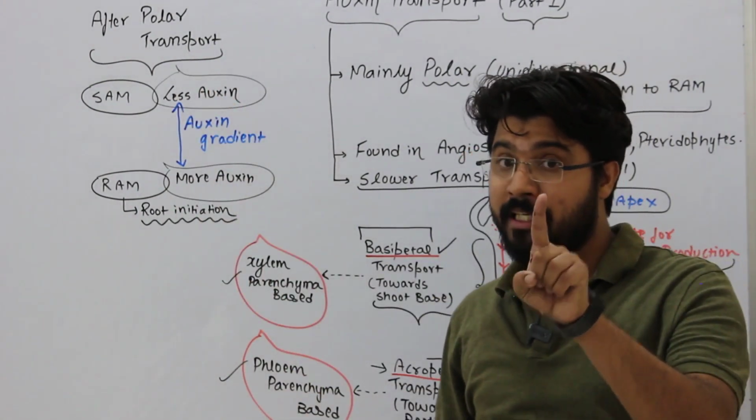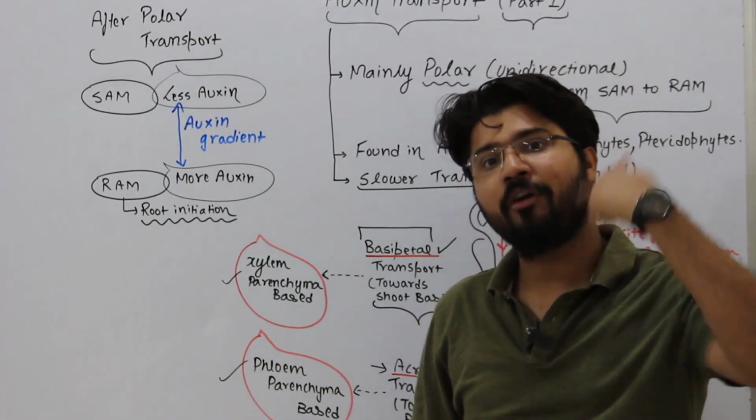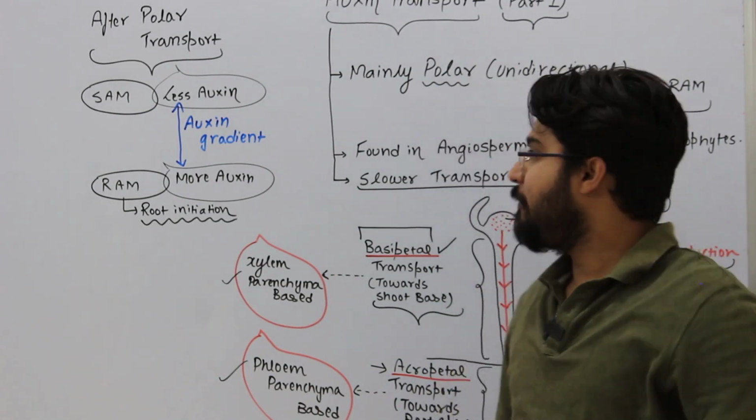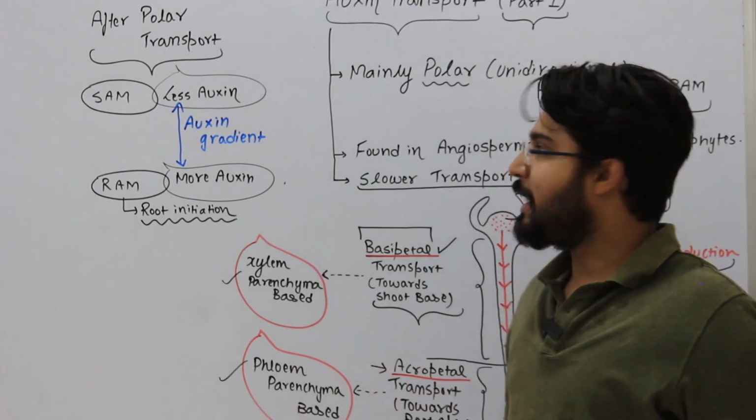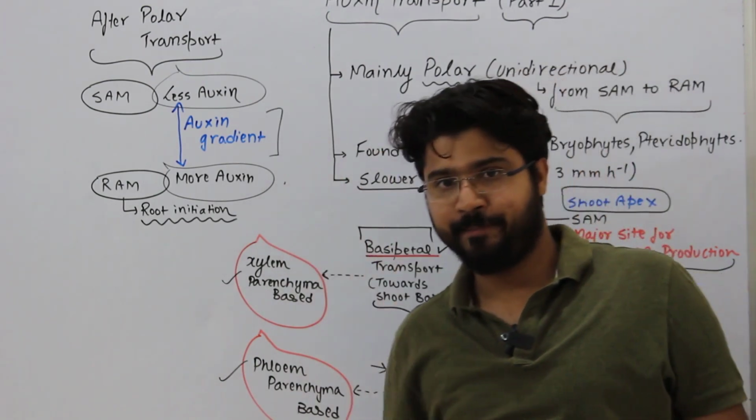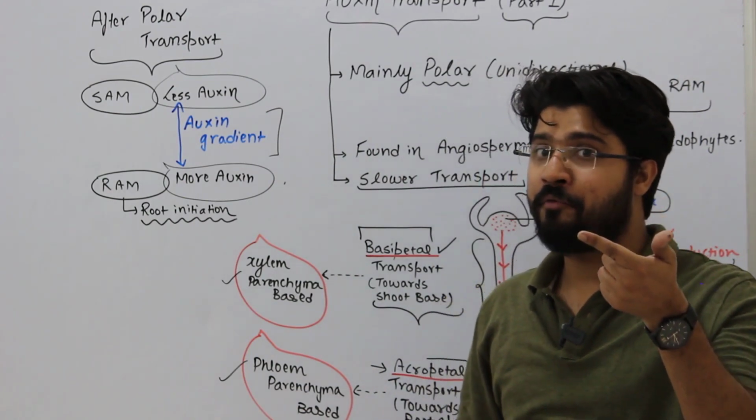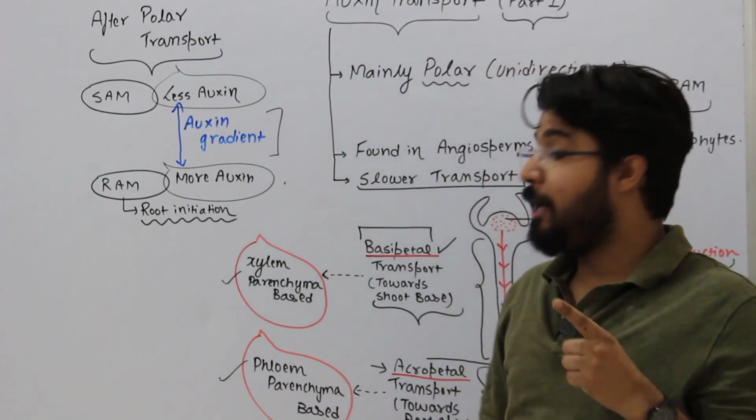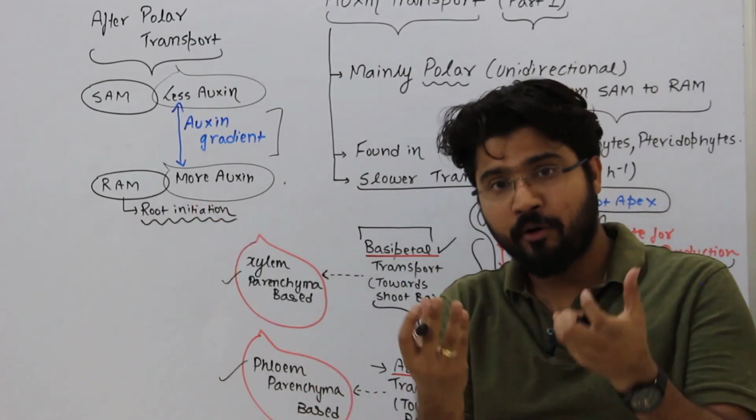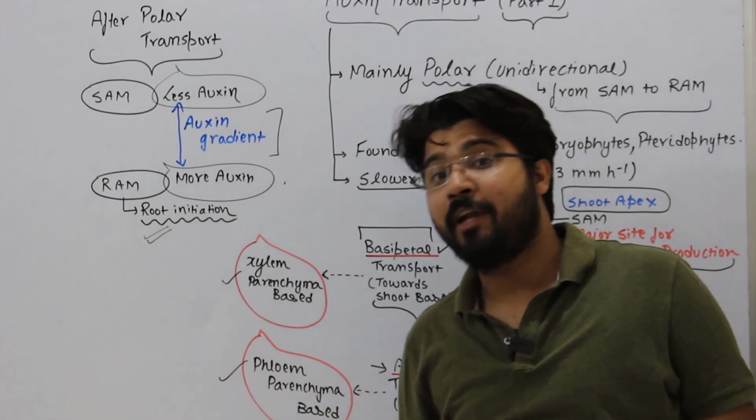I will repeat once again, it is after transport. The SAM was having higher auxin, but it got transported towards the RAM. So after transport, there will be more auxin on the RAM side and less auxin on the SAM side. This is called an auxin gradient. That means polar auxin transport is responsible for generation of what? The auxin gradient. And when transport is done, the part of the embryo or embryonic seedling where more auxin is collected, from there root initiation will happen.